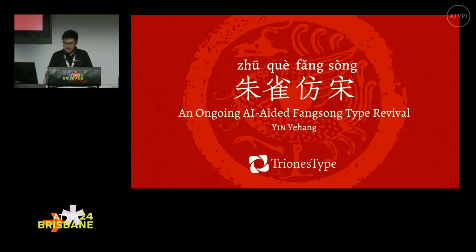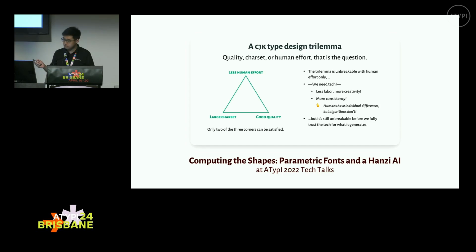This aspiration led to Zhuque, our today's topic. Zhuque is an open source project aimed at reviving a century-old Chinese typeface in a Fangsong style. While the technology behind Zhuque is all new, our desire for this typeface is to echo the elegance of the early 20th century. 2 years ago, at the ATypI Tech Talk 2022, I still felt uncertain about the technology and its potential impact on the industry.